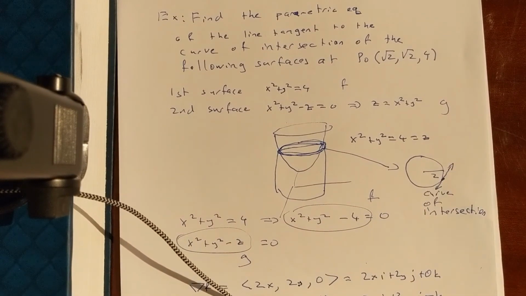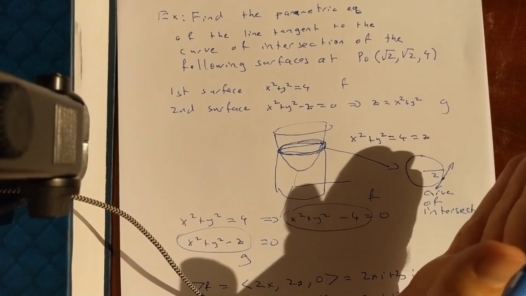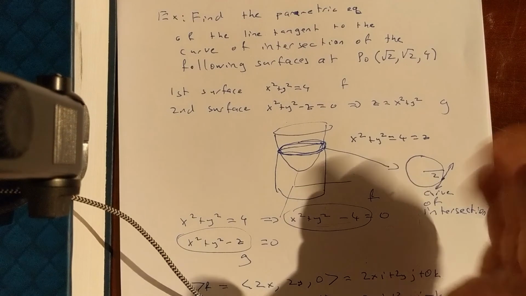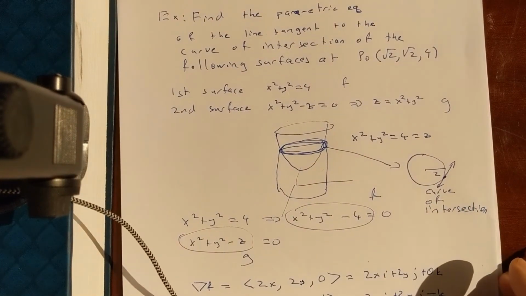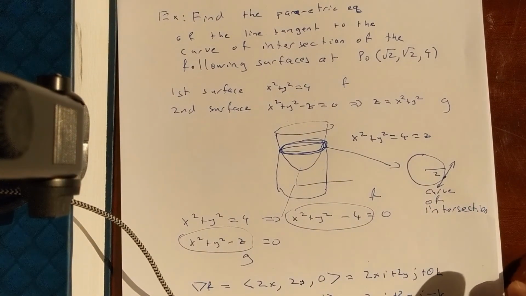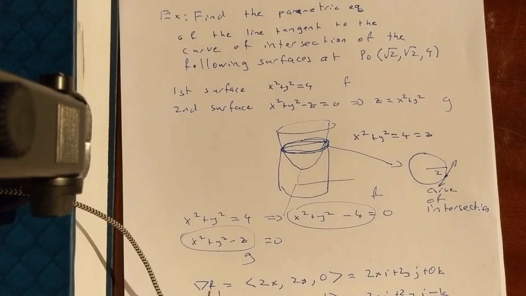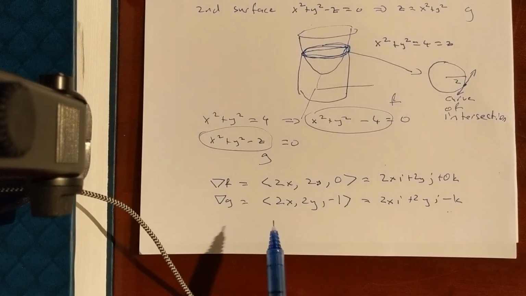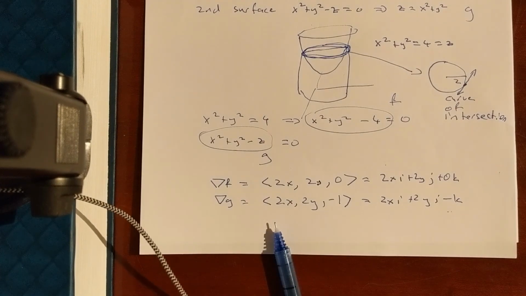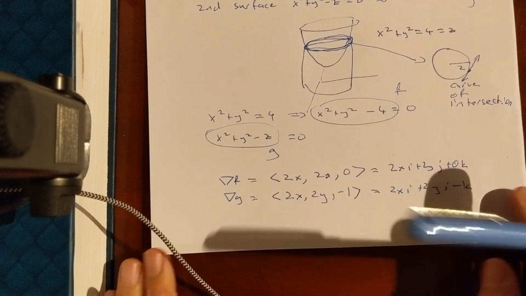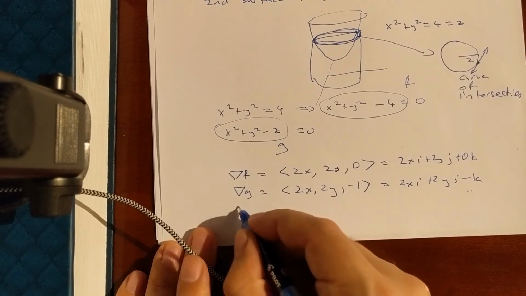Okay, we want to find this tangent plane, the tangent line to this curve. So how am I going to find that? Well, if it's going to be tangent to the curve, it's going to be perpendicular to both the gradient of f and the gradient of g, right? The tangent line is going to be perpendicular to the gradient of f, and at the same time the tangent line is going to be perpendicular to the gradient of g. So I need to evaluate these guys at this point.